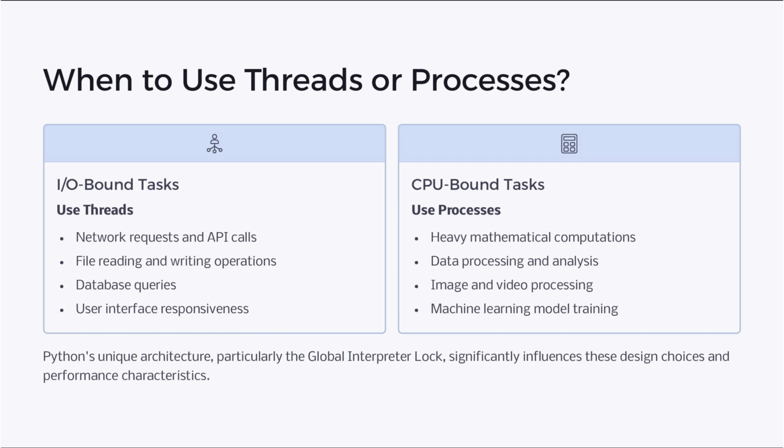For input/output bound tasks like network requests, file operations, and database queries, threads are ideal due to their shared memory model. For central processing unit-bound tasks, such as heavy computations and machine learning, processes are preferred to bypass Python's global interpreter lock, enhancing performance by utilizing isolated memory spaces.